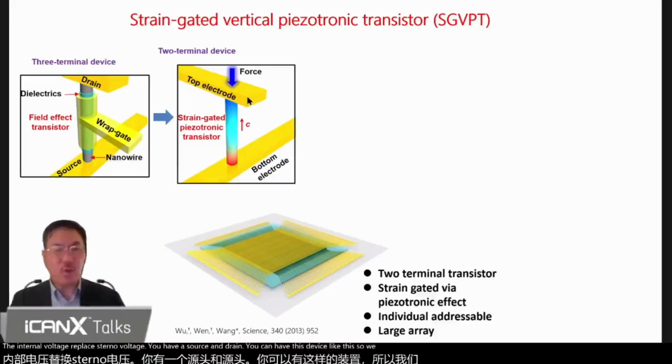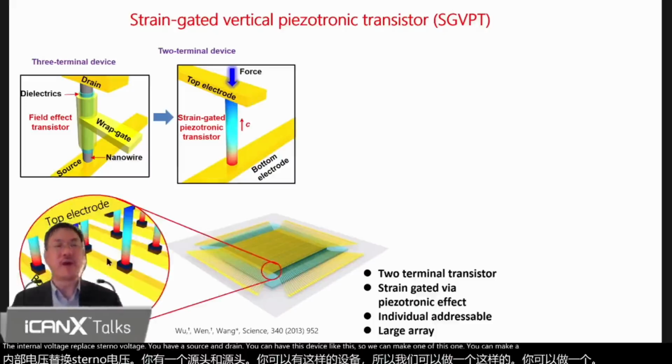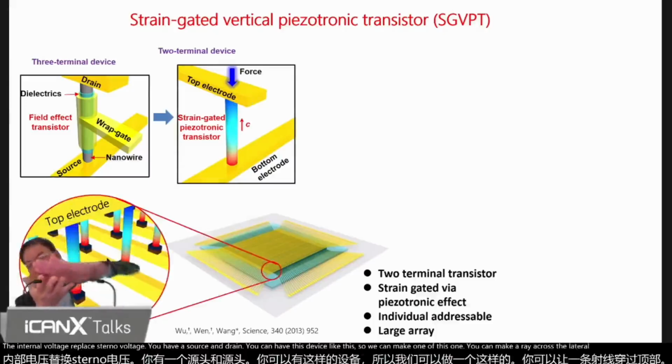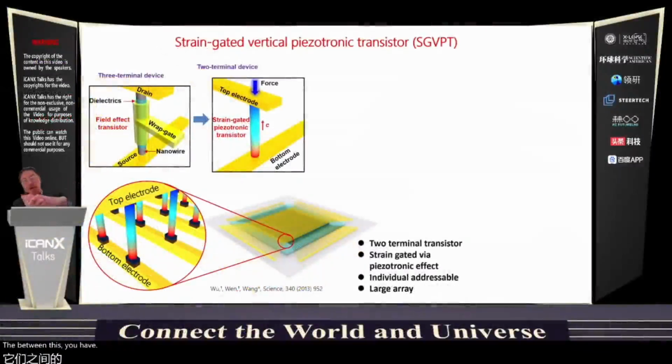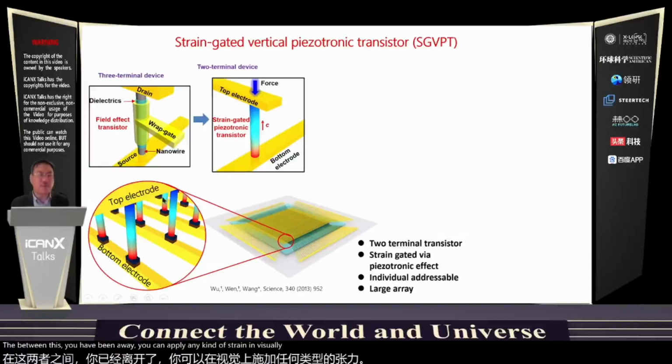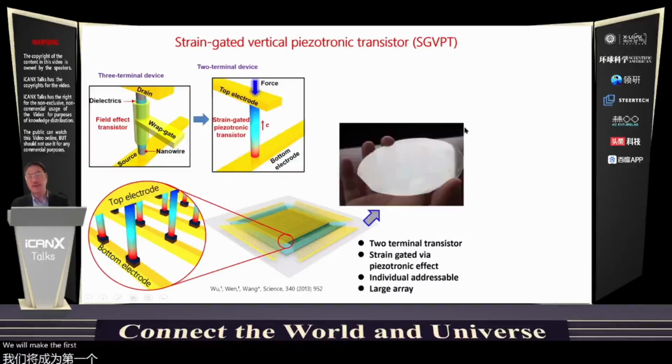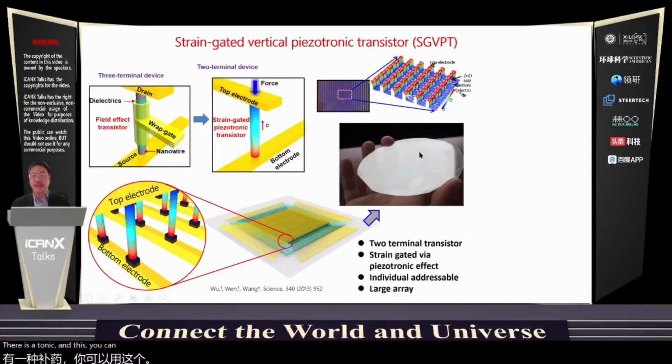So if you can make one, you can make an array, a crossbar electrode like that. Between this, you have nanowire. You can apply mechanical strain individually from pixel to pixel. We'll be able to make the first chip for piezotronics. And if you cut through it, inside you have the parallel piezoelectric nanowires. You can make this array of devices like that.